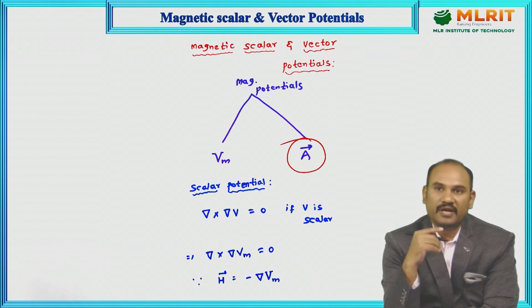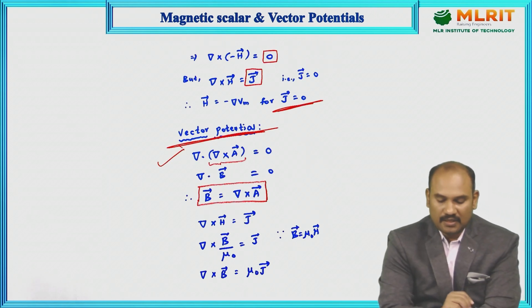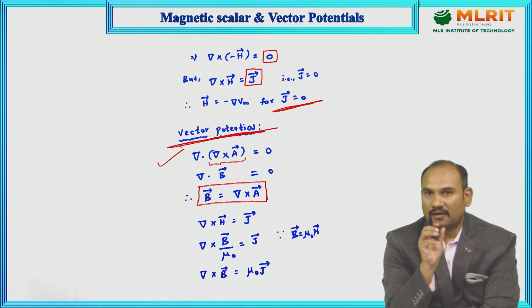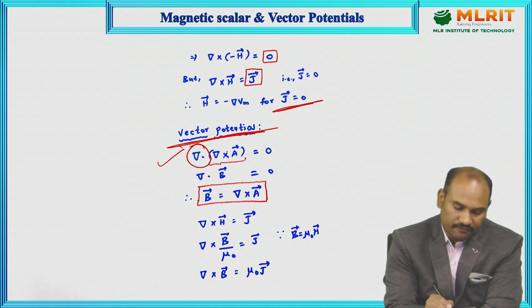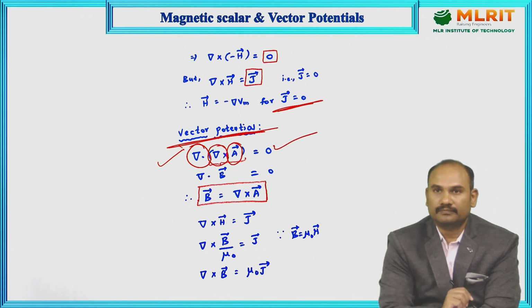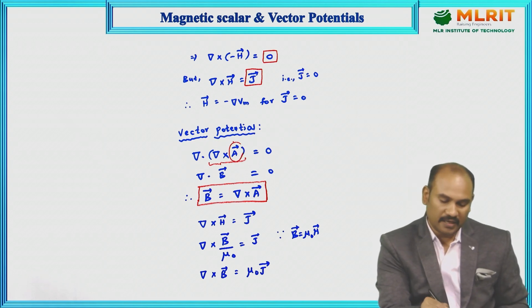For validation, we have one more identity. This is that identity. If I say some quantity is a vector, then it has to satisfy some identity. What is that? The divergence of curl of that vector should be equal to 0. Now, what am I trying to validate? A bar. So, I have directly taken A bar.